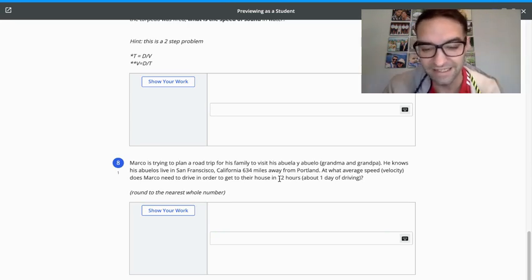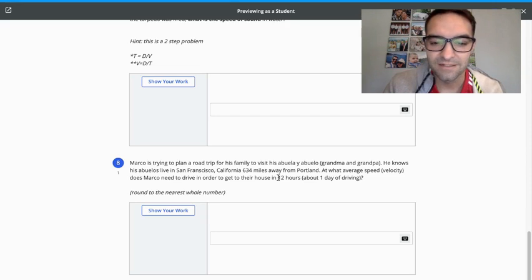If you're thinking about daylight. So you have a distance and you have a time, miles, hours. So our velocity should be miles per hour. And round to the nearest whole number the best you can.